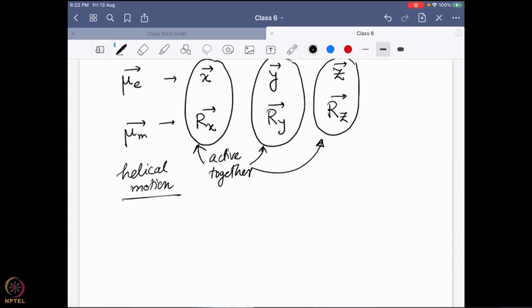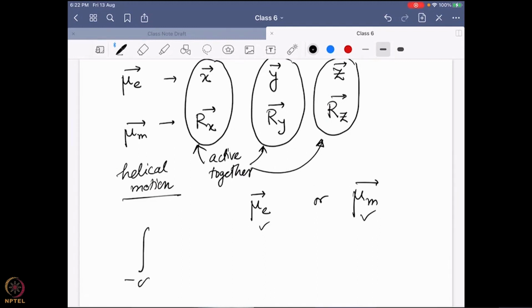Then it depends on which particular direction either the mu E or mu M is actually active, and if it follows the rule of allowed transition with respect to mu E and mu M. So what we mean is the following.